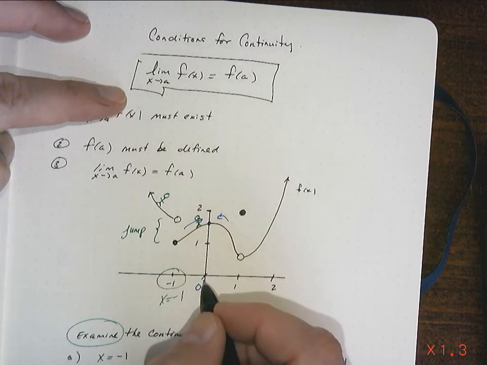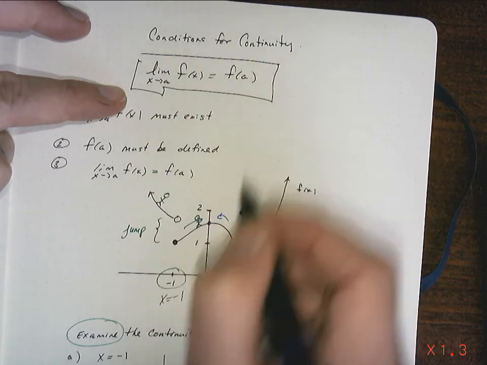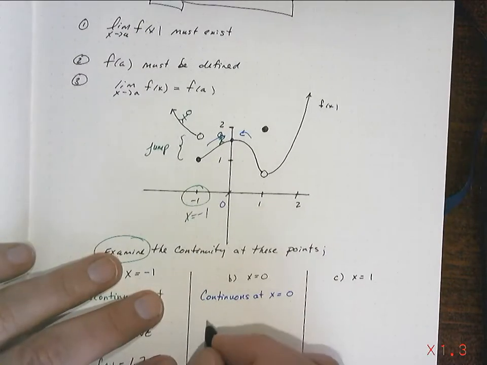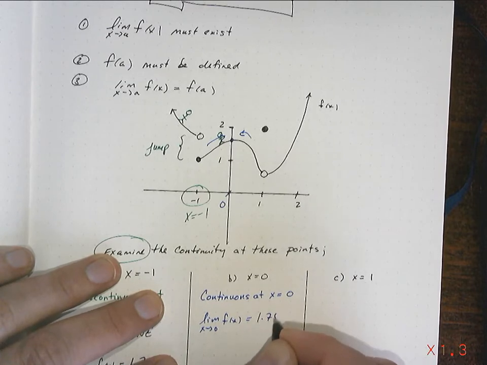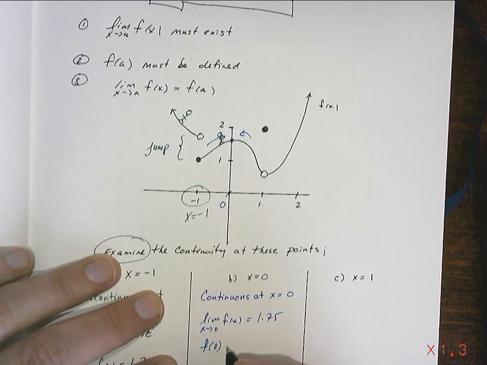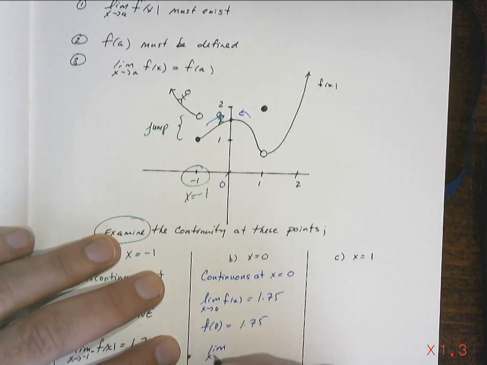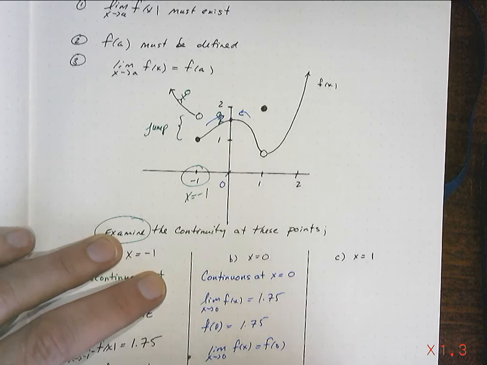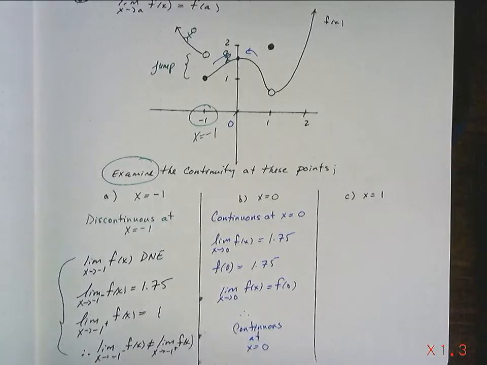And then f of 0 is defined, first of all. There's a point for it. And thirdly, those two values are equal. So, yay! The limit as x approaches 0 of f of x does exist, and I think I decided it equaled 1.75. And f of 0 is defined, and it equals 1.75. And therefore, they equal each other. So therefore, continuous. And that's the way that plays out.